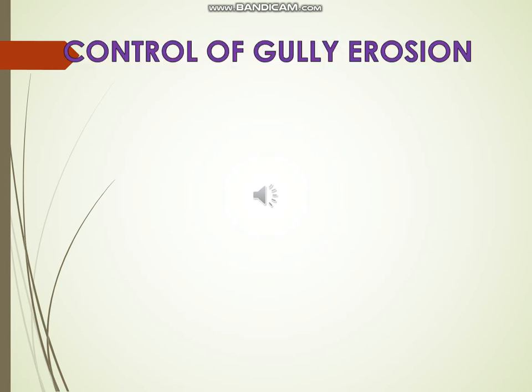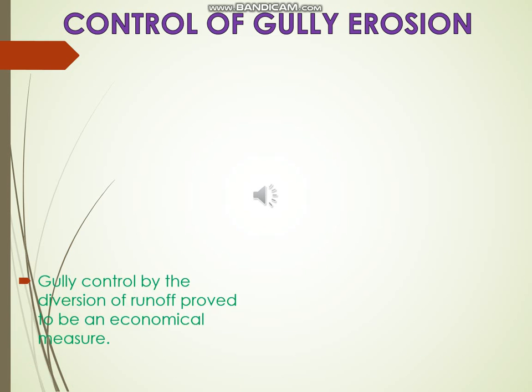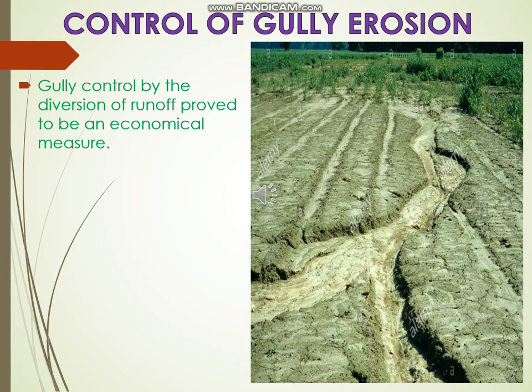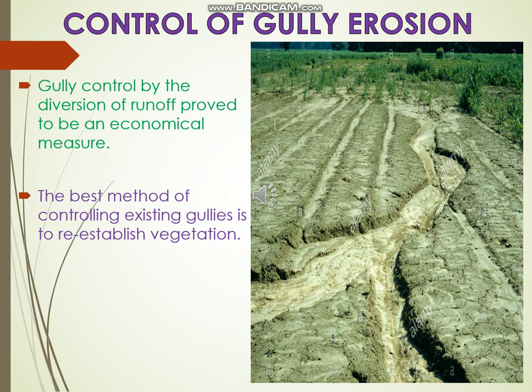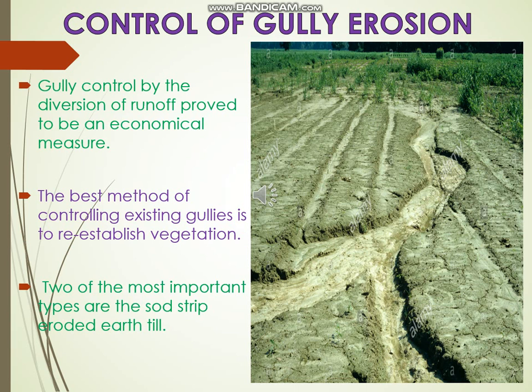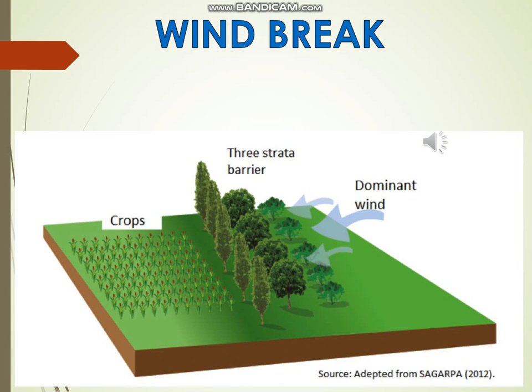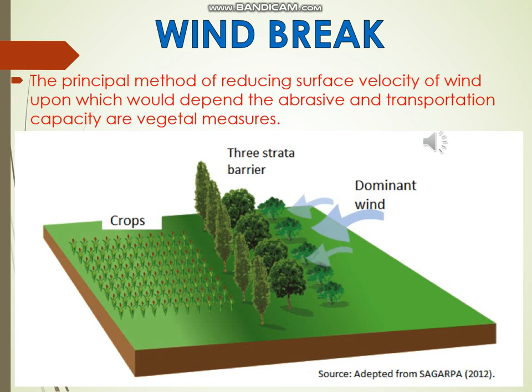Gully control by the diversion of runoff provides an economical measure. The best method of controlling existing gullies is to re-establish vegetation. Two of the most important types are the sod strip and eroded earth fill. And the last one is windbreak. The principal methods of reducing surface velocity of wind, upon which depend its abrasive and transportation capacity, are vegetal measures.